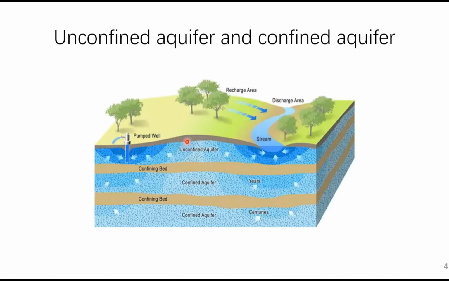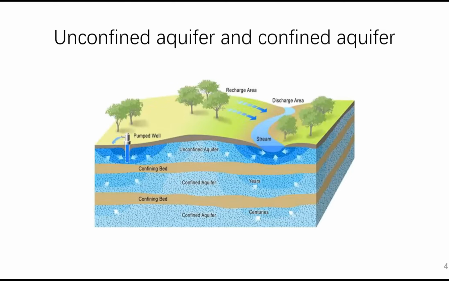As you see, an unconfined aquifer does not have a boundary. The inflow and outflow can take place anytime, anywhere, without limitation. But a confined aquifer is bounded by clay layers, which we consider as impervious material.